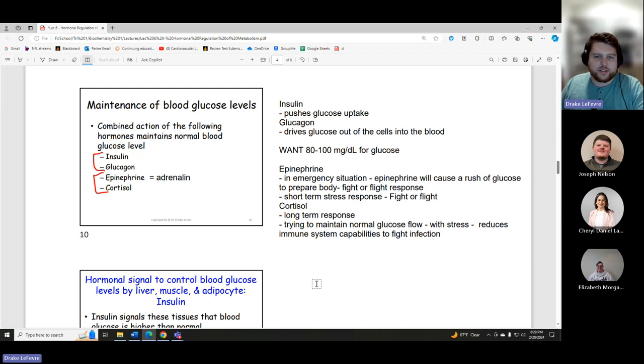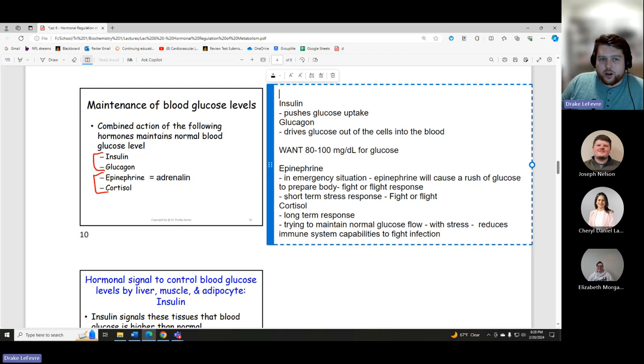Very cool stuff. The nervous system is amazing. There's a lot of really cool stuff there. Okay, so it's epinephrine. What we really want to know is that it's our short-term, very quick, rapid response. Then we have cortisol, which is our more long-term response. Again, like I said, with stress, it reduces the immune system's ability to fight infection.